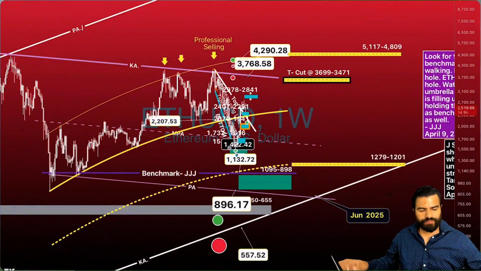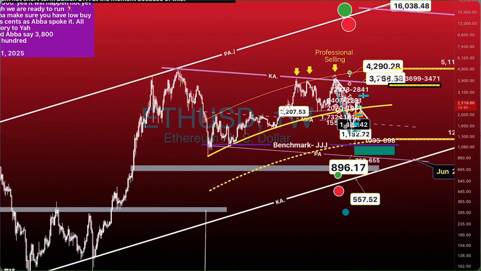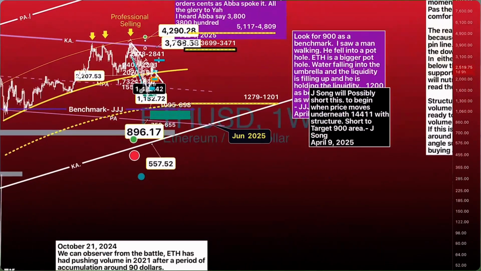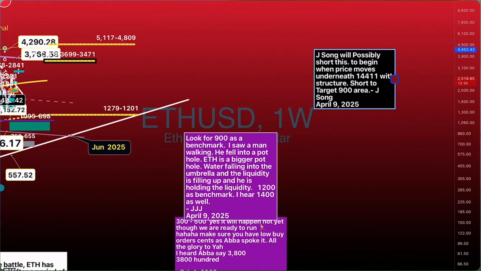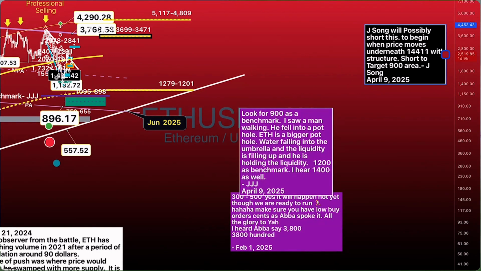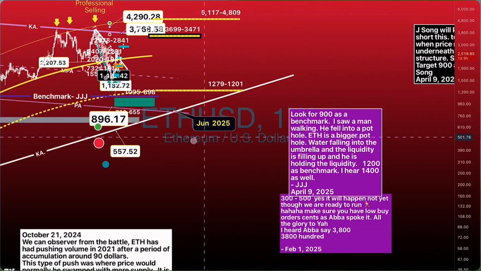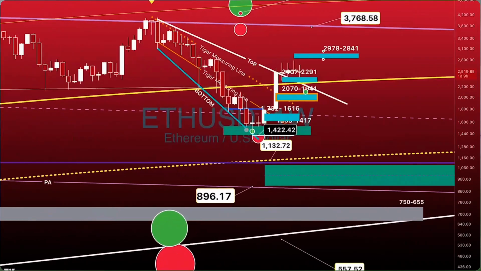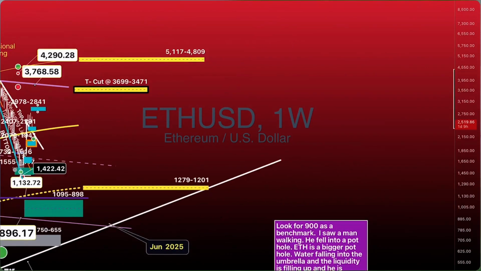Okay, let's go a little further. Another area we want to possibly look at. We don't need this one right here. Group some of this prophetic stuff here. I have a lot of commentary on this one. Possible short this. Is someone possibly short this to begin when price moves underneath 1444? And we didn't get that one. Okay, I think we already talked about that one. That was that one, 1444. That never happened. That was our one we never got triggered. Okay. So I didn't short it because we did not go underneath that. Okay, good.